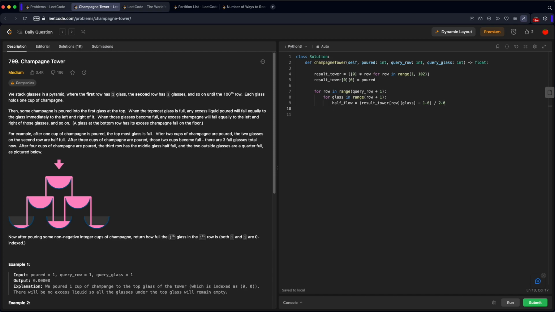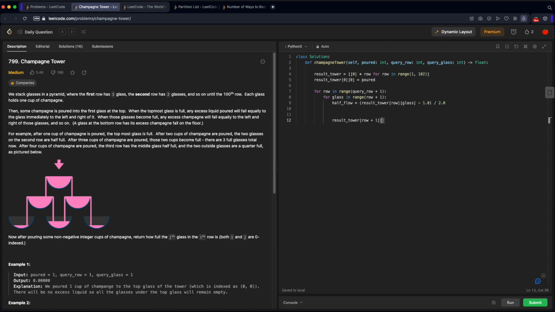Okay, so now half of this will go to the left and half will go to the right. So we kind of want to do something like this. Our result tower for the next row, row plus 1. So that's going to be the row down below this row.